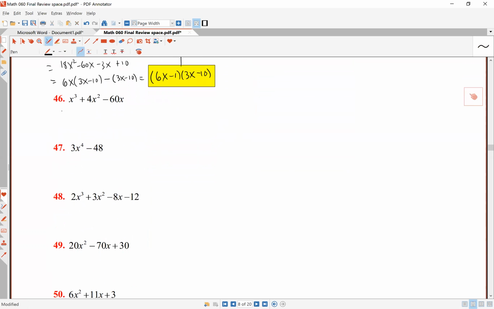Number 46, common factor of x. Pulling it out, we get x squared plus 4x minus 60. That's the product of two numbers, it's negative 60, that adds to 4. Looking at an x plus 10 and an x minus 6.